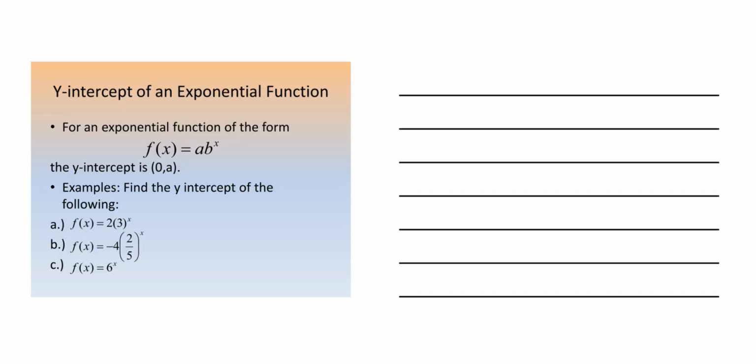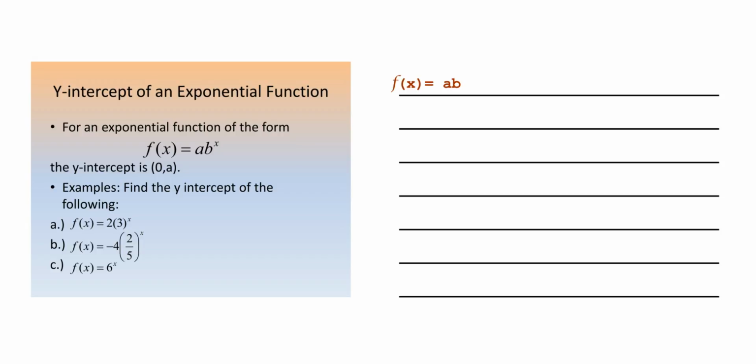y-intercept of an exponential function. For an exponential function of the form f of x equals ab to the x, the y-intercept is 0, comma a. So in other words, it's just the a value attached to the base, or next to the base, I should say, the one that multiplies. Examples. Find the y-intercept of the following.